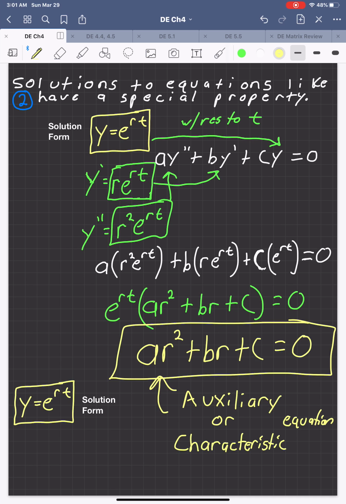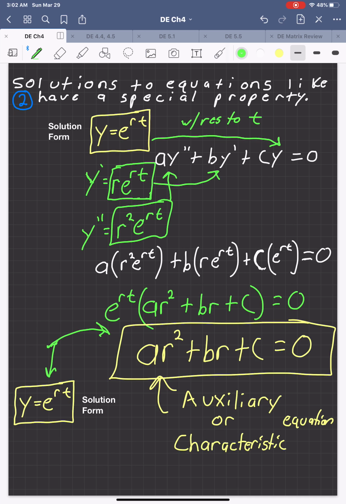And I want you to think about something here. What that means is that for our solutions to take the form of e to the rt, that will only be true in situations where the r satisfies this auxiliary or characteristic equation. I'm going to say that one more time. So we talked about y equals e to the rt is the form of the solution.